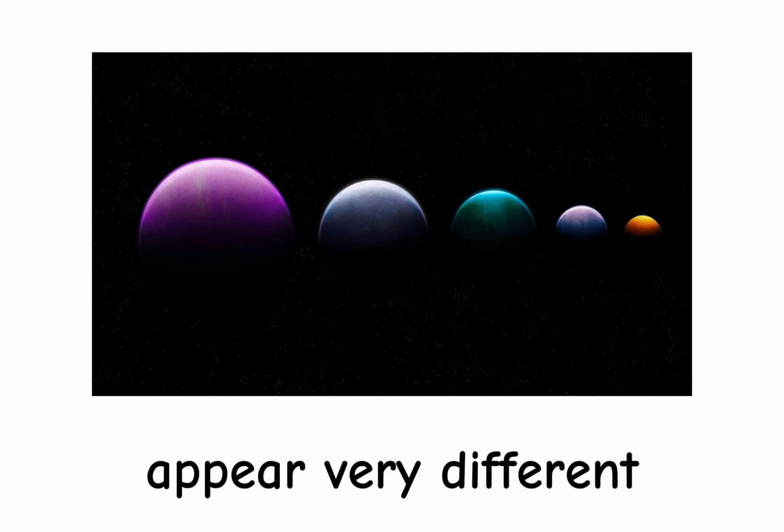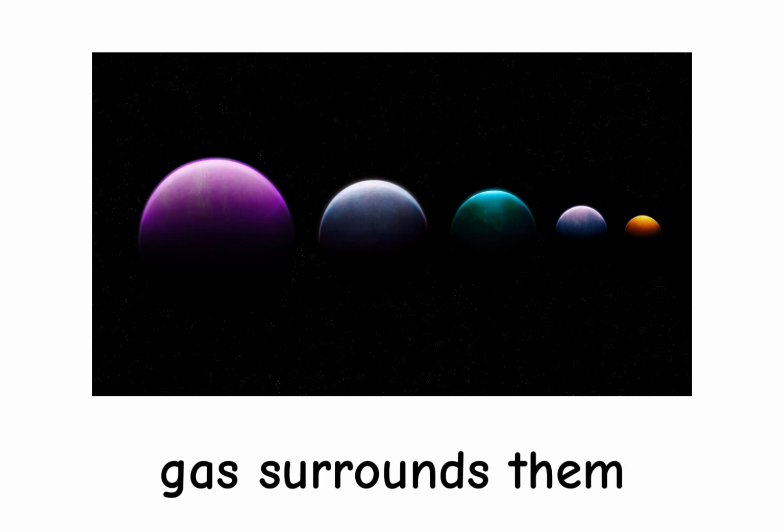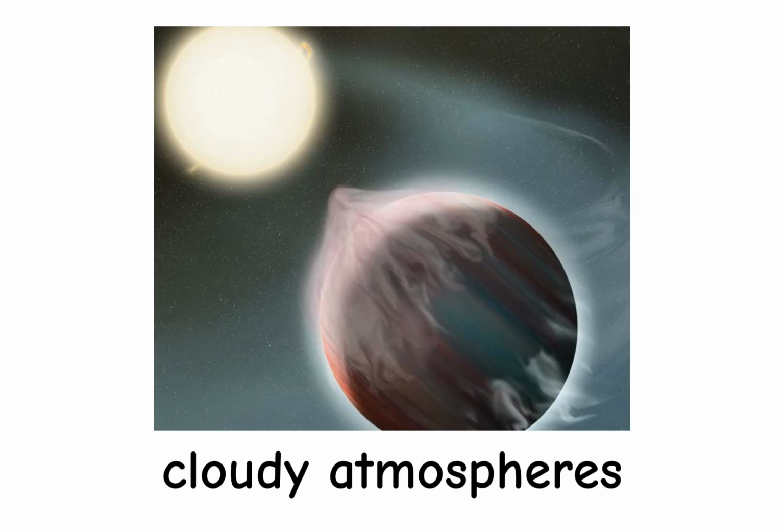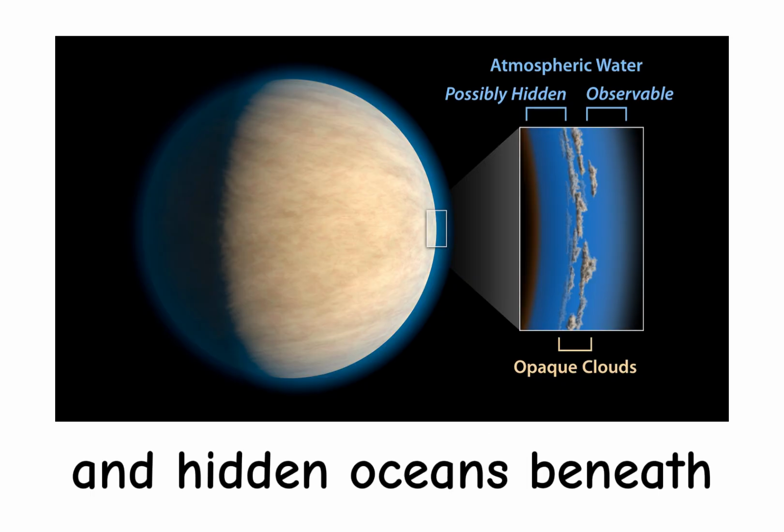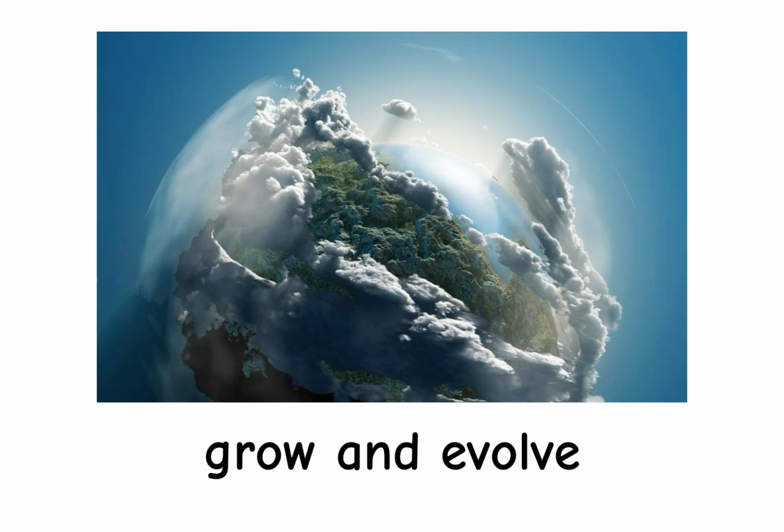Mini-Neptunes can appear very different depending on how much gas surrounds them. Some may have cloudy atmospheres and hidden oceans beneath, while others are more gaseous. Their abundance has helped reshape modern theories about how planets grow and evolve.